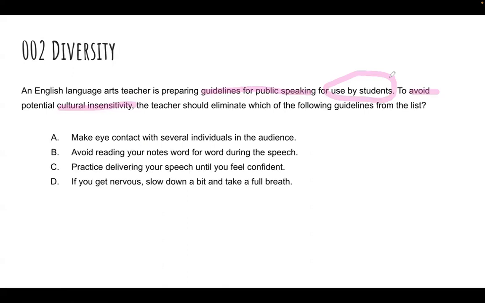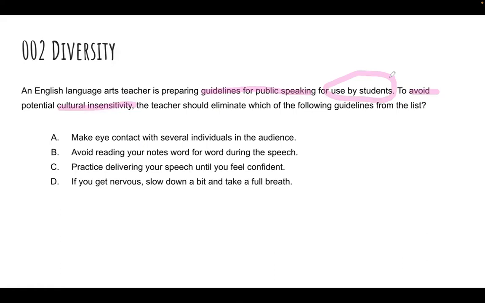A, make eye contact with several individuals in the audience. B, avoid reading your notes word for word during the speech. C, practice delivering your speech until you feel confident. D, if you get nervous, slow down a bit and take a full breath. So what guideline would you eliminate from here?